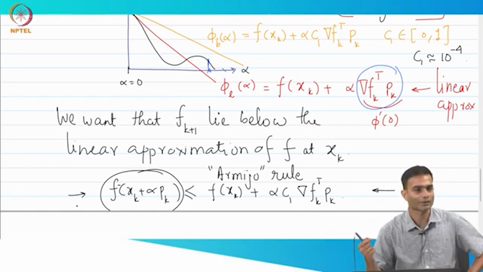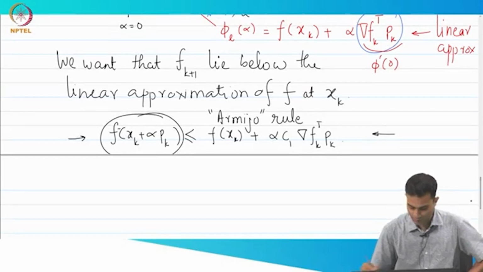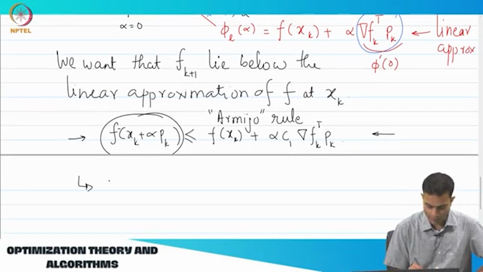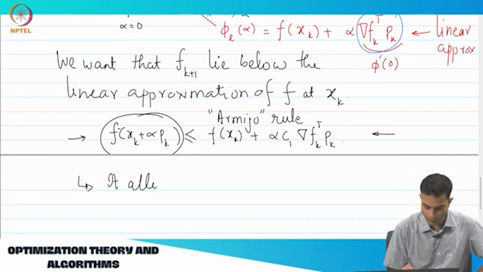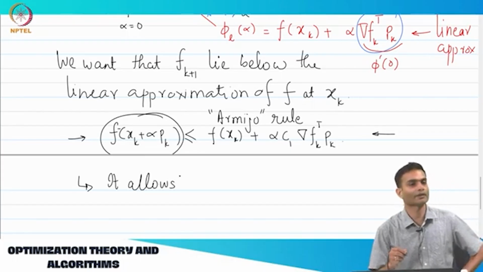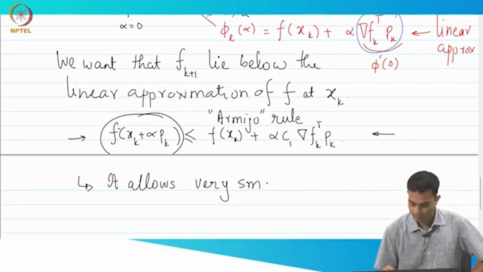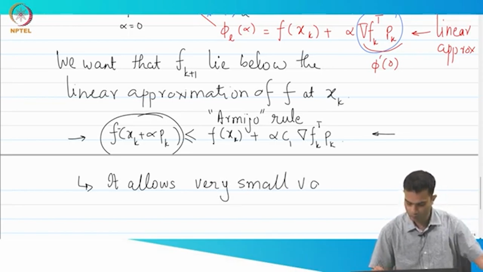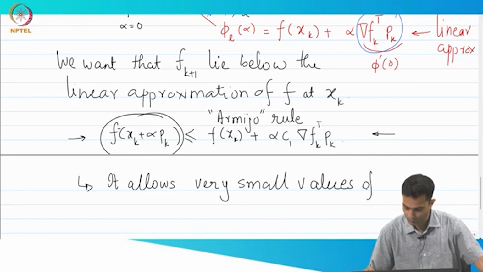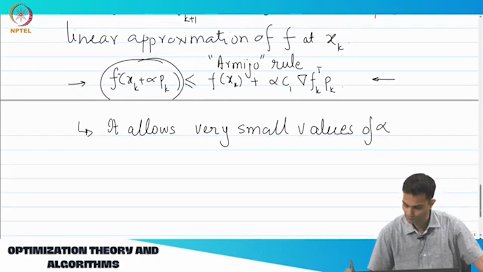It's not smart. So one of the big problems with this is that nothing prevents it from picking very, very small step lengths. So it allows this, and this is a problem.